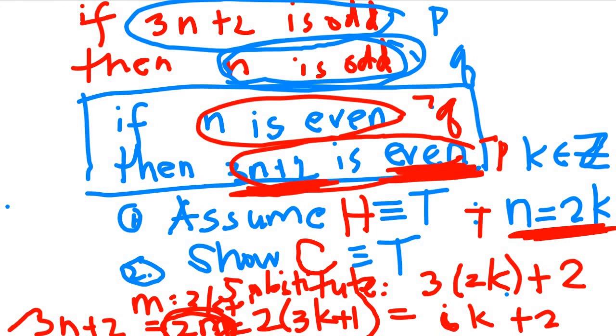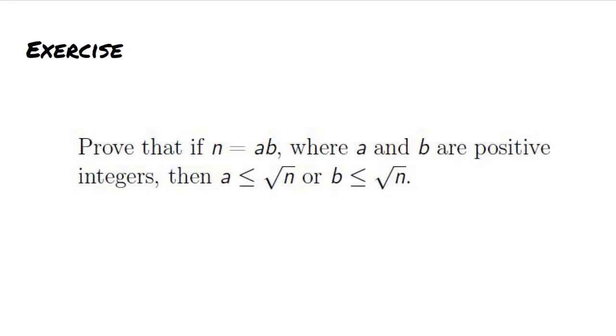So that's it. Now we'll have an exercise. Prove that if n equals a times b, where a and b are both positive integers, then a is less than or equal to the square root of n, or b is less than or equal to the square root of n. We're going to solve this in the next video.